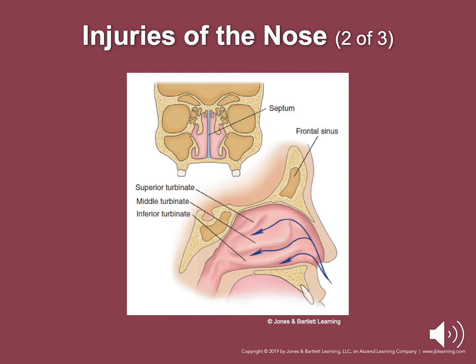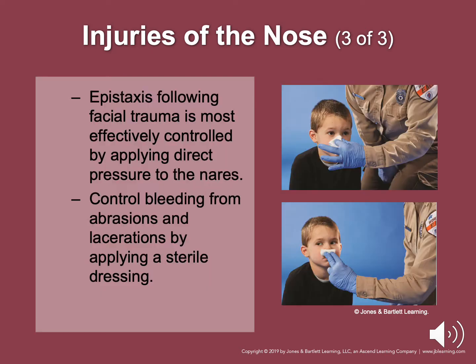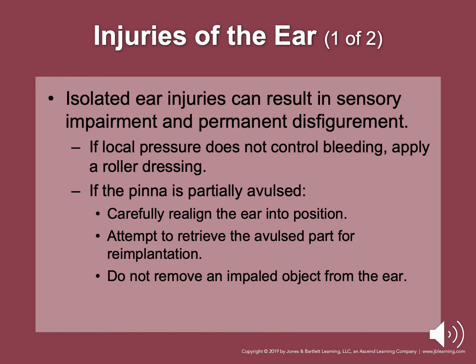Injuries to the ear. Isolated ear injuries can result in sensory impairment and permanent disfigurement. They do not usually bleed very much. If local pressure does not control bleeding, apply a roller dressing. First, place a soft padded dressing between the back of the ear and the scalp. Bandaging the ear against the scalp can be extremely painful. If blood or cerebrospinal fluid drainage is noted, then apply a loose dressing over the ear.